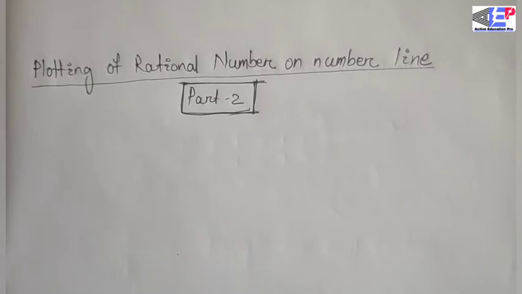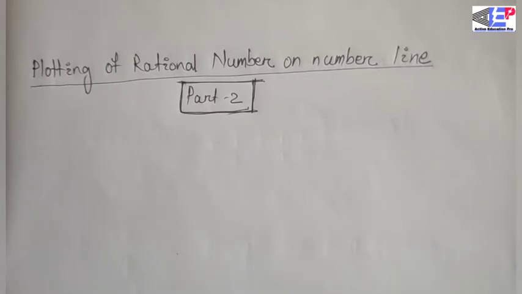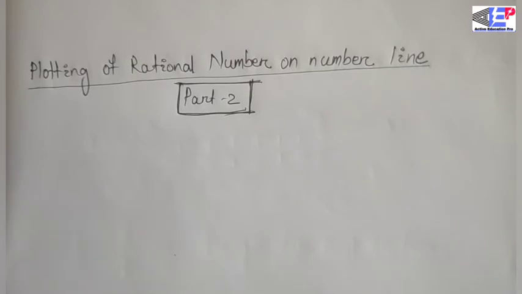Today is the second part of plotting of rational numbers on a number line. So now let's start plotting of rational numbers on a number line, part 2. In my previous video, part 1, I showed you plotting of rational numbers that are real fractions. Now in this video we will learn plotting of mixed fractions, where the rational number is not a real fraction.